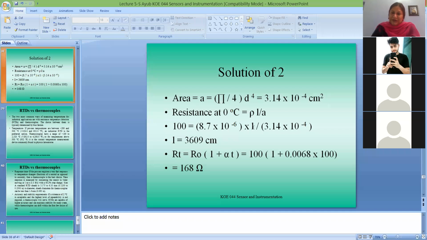So you will find out this L. So L comes out to be 3609 centimeter. This is also asked to you to find out the L. So L you have found out.